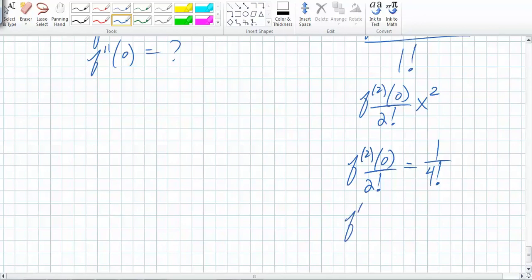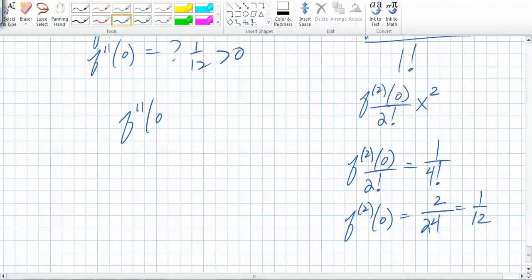It tells you that f double prime of 0 is equal to 2 over what? 24, which is 1/12, which is positive. So therefore, f double prime of 0 is greater than 0. So it's going to be concave what? Up. So what is it? Relative min. Okay. Your homework.